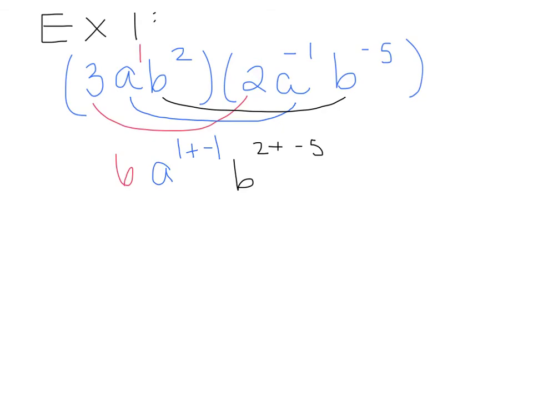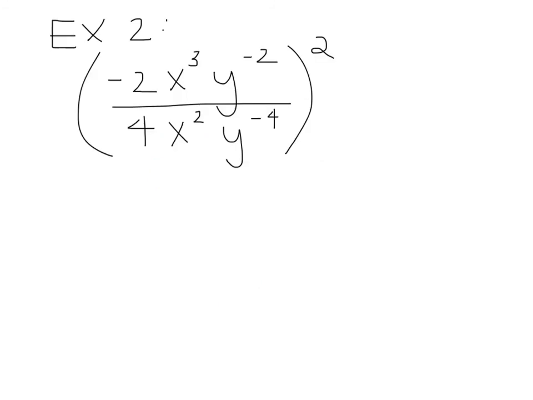And now let's simplify. So -1 plus 1 is going to give me 6a to the 0 power. 2 plus -5 gives me -3. Now you learned that a to the 0 power is 1, so that goes away. And anything with a negative exponent needs to move to the denominator and become positive. So you're left with 6b to the 3rd power. In all of your problems, the exponents have to be positive, and you need to simplify all numbers as much as possible.